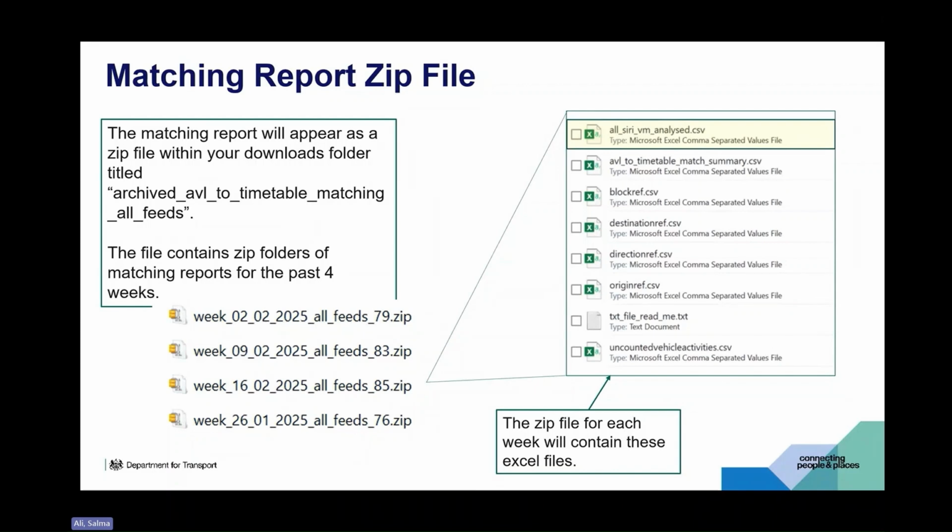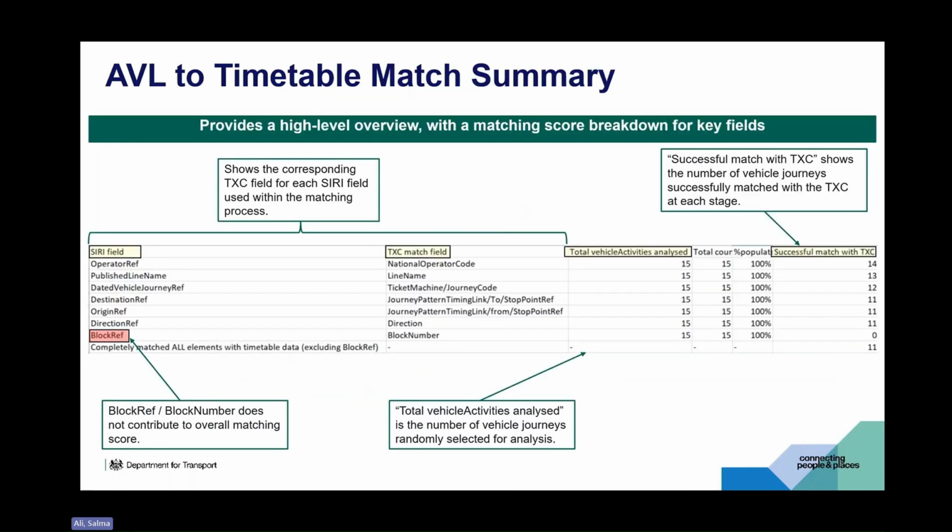Once you've unzipped that file, the first CSV file to look into would be the AVL to timetable matching summary. If you look into that specific file, what you'll see is a list of the SIRI fields, so the SIRI-VM feed fields that we are trying to match your TransXChange to, and then obviously the corresponding TransXChange fields here. In this example, it was 15 randomly selected SIRI-VM feeds throughout the week, and then how successful we were at matching your TransXChange to those SIRI feeds.